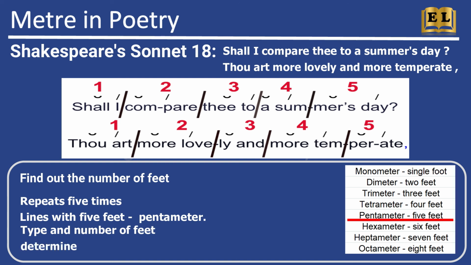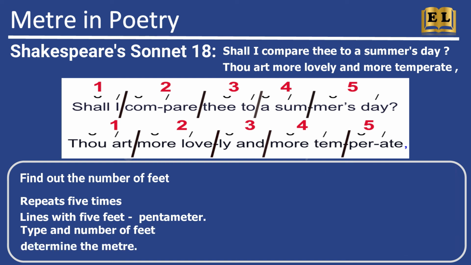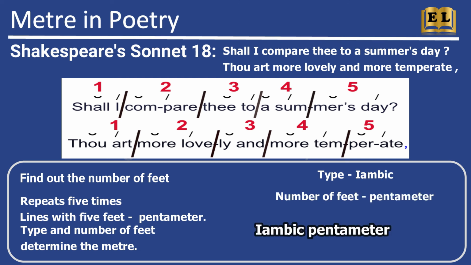Type and number of feet determine the meter of the poem. Type is iambic and number of feet is pentameter. So the poem uses the iambic pentameter rhythm.